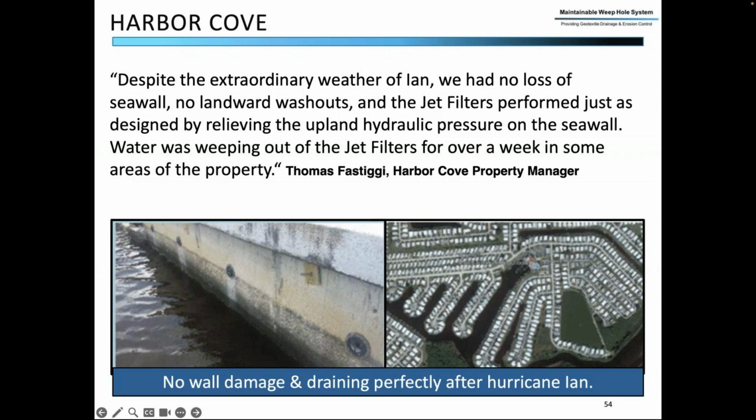Harbor Cove is another example where Hurricane Ian came right over their development, and they had put the units in a few years earlier. While other seawalls around them had failed because the water pressure was too great, they reported back that all of theirs were functioning.